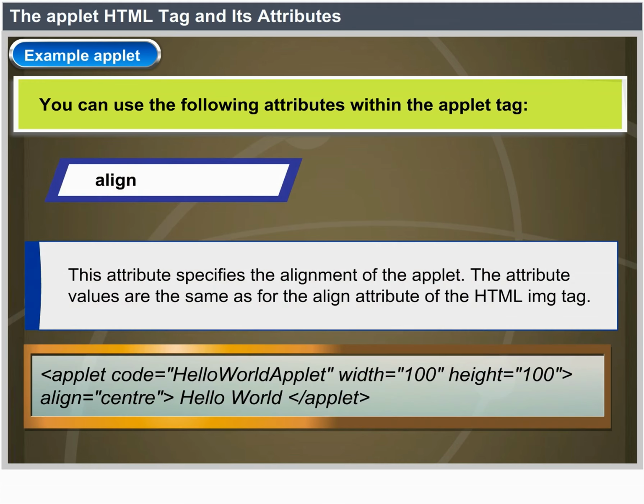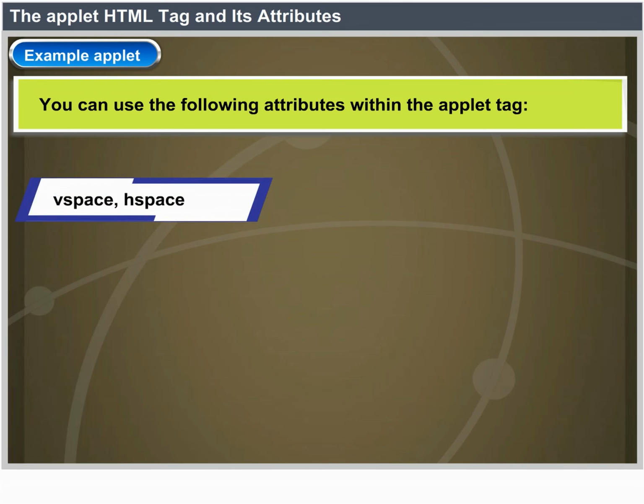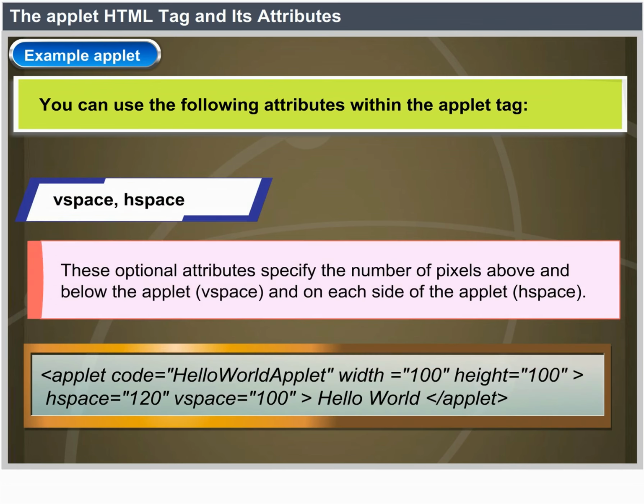Align. This attribute specifies the alignment of the applet. The attribute values are the same as for the align attribute of the HTML image tag. VSpace, HSpace. These optional attributes specify the number of pixels above and below the applet in VSpace and on each side of the applet in HSpace.